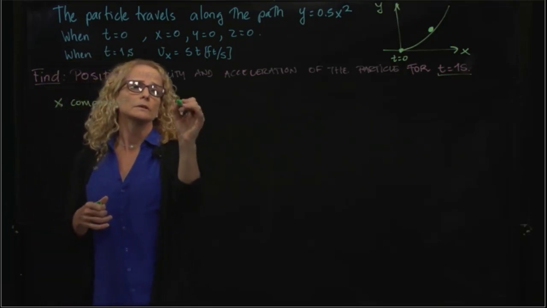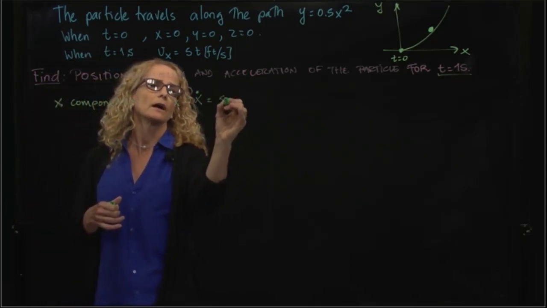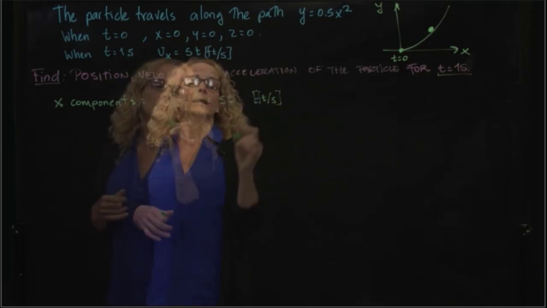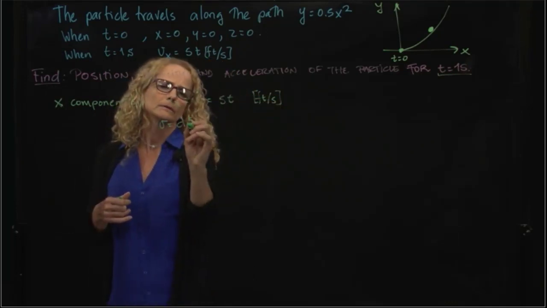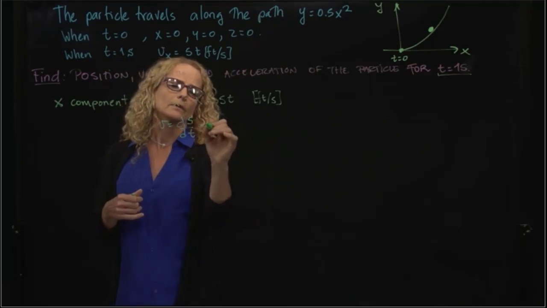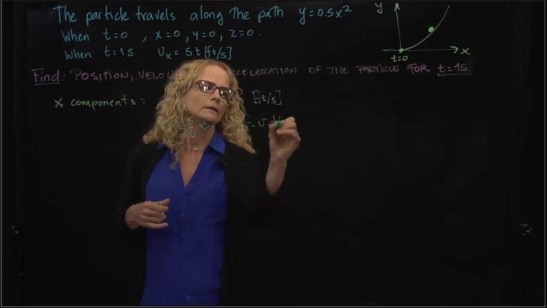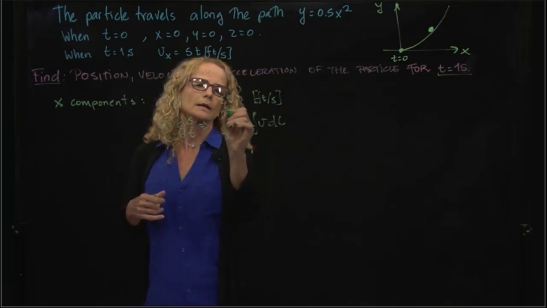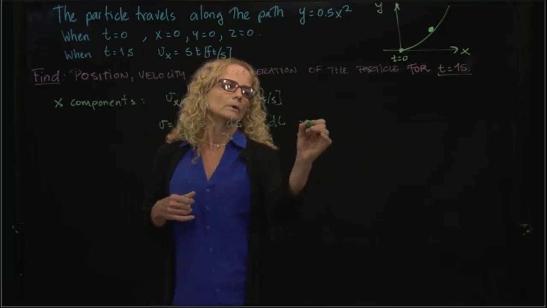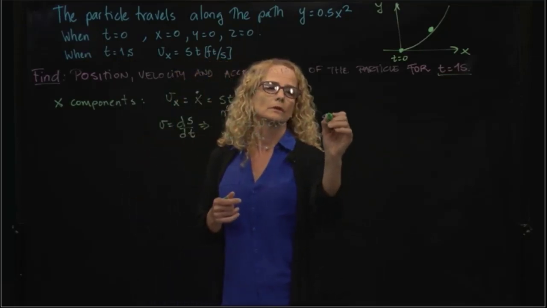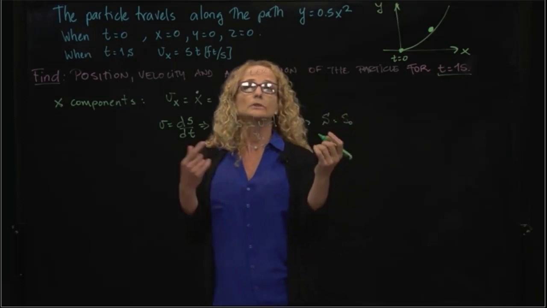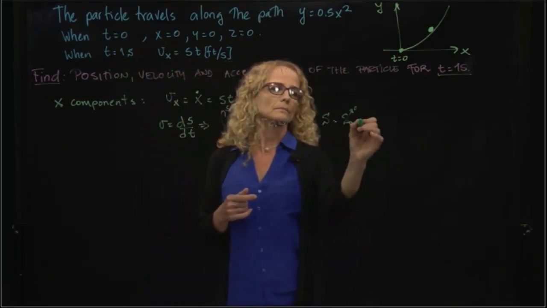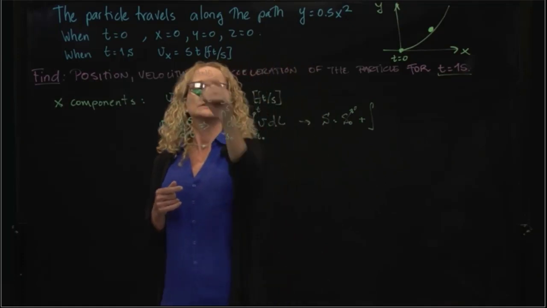We know that our velocity, which is x dot, equals 5t in feet per second. We know that the velocity is the derivative of the position, so we can write ds equals v dt. We integrate both sides from s equals 0 to s and from t equals 0 to t. The final position that we want to find is the initial position, which we already know is 0, plus the integral of the velocity in the x direction.